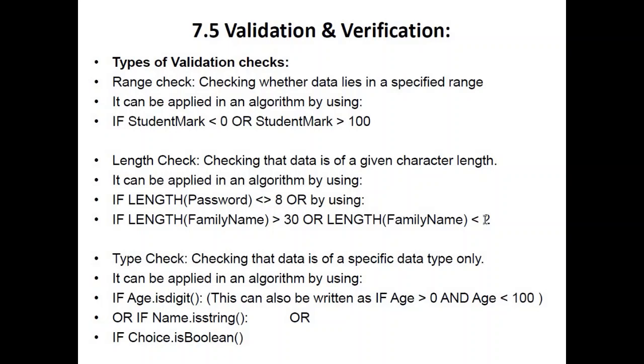But this can only work for age or maybe a cell phone number. If age dot isDigit, then accept, else reject. Or if name dot isString, means if the name entered is of data type string, then accepted, else rejected. Or if choice is boolean, then you would accept it, else you would reject it. Or you can also write for age as a range check. For example, if age is less than 0 or age is greater than 100, then you would have an error. There would be an or over here, not and.